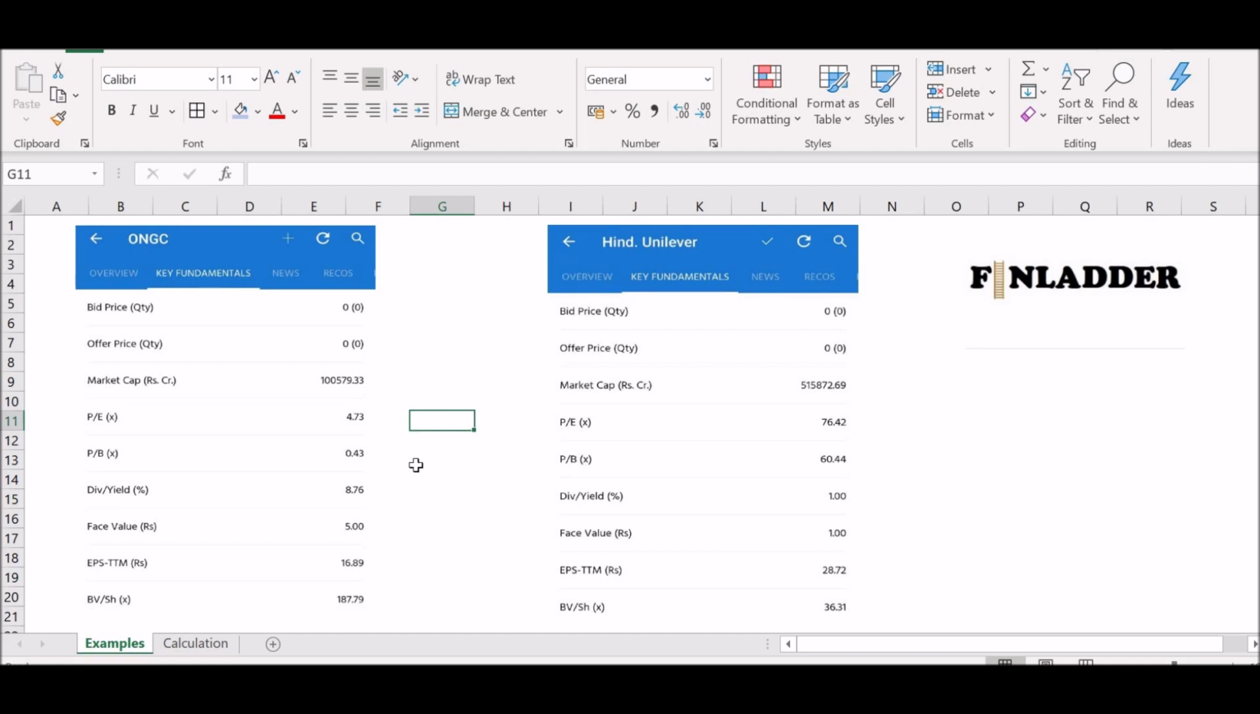The next assumption was that the price to book ratio should not exceed 1.5. The price to book ratio, as you could see, is 0.43 for ONGC, so again, we are good to go. Now let's compare it with HUL. The PE ratio of HUL is 76.42, and just below that the PB ratio is 60.44, which simply means that we cannot use this formula for HUL, but for ONGC we are ready to go because it fulfills both the assumptions. So let's see how we calculate it.